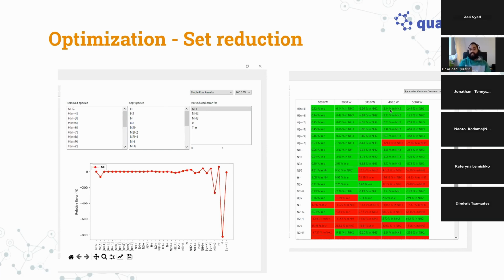The same is depicted in the color coding as well at different power levels. So the green color shows that the error is less than 10%, while the red color shows the error is significant, more than 10% in this case.